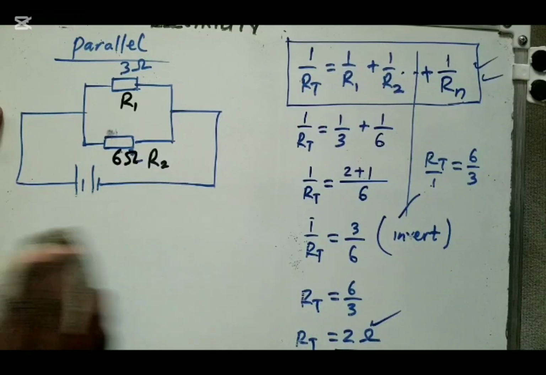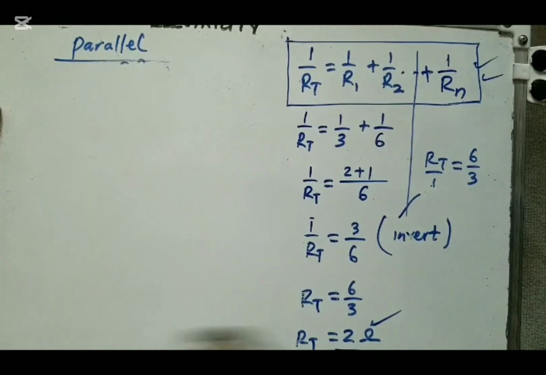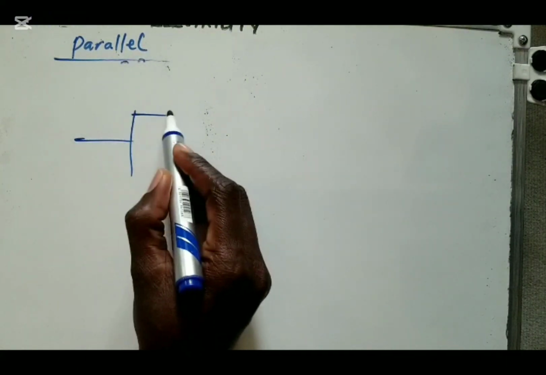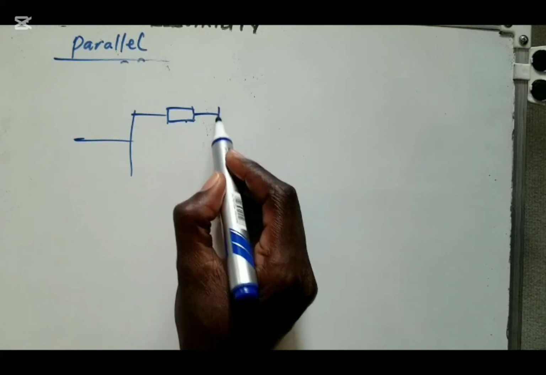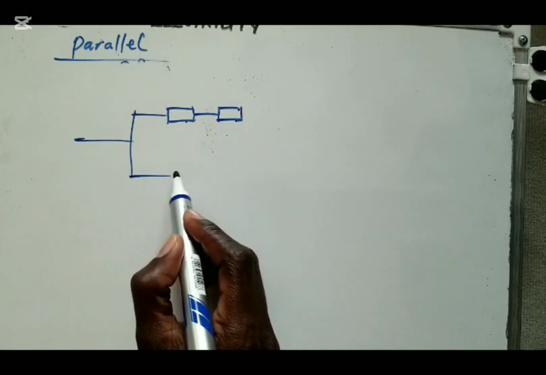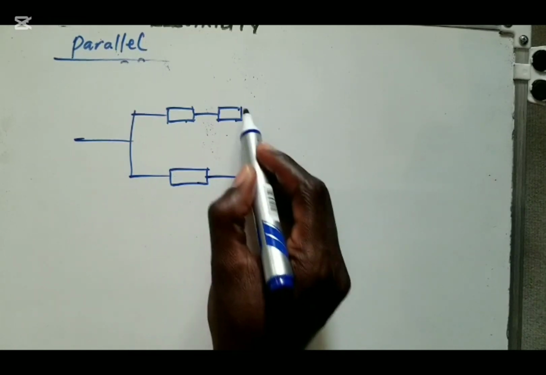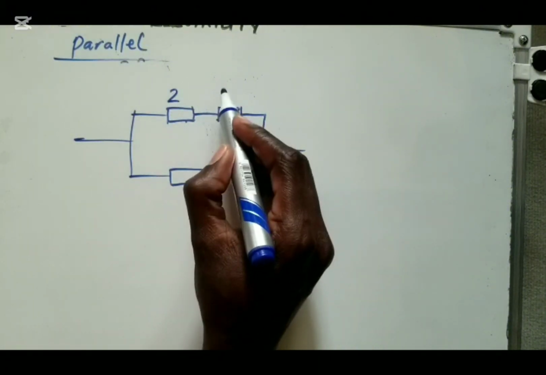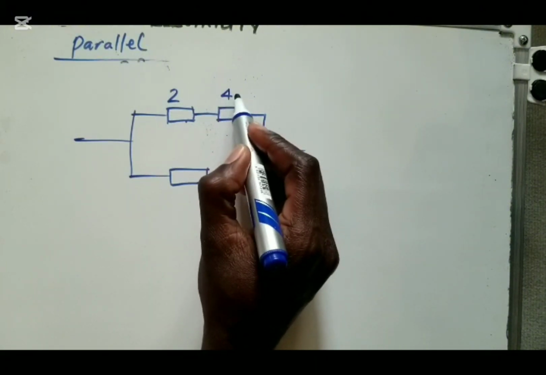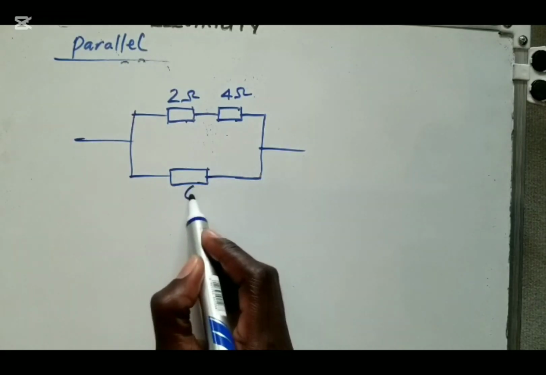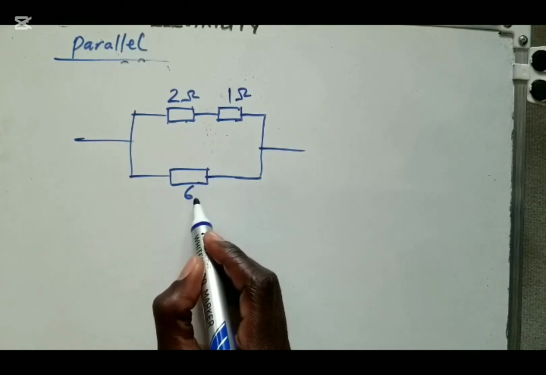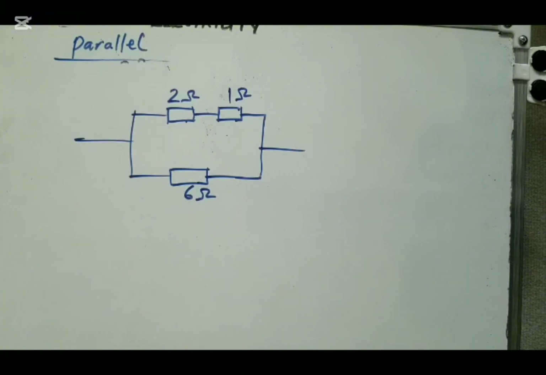Okay, so let me show you another kind of combination that you are going to find in the exam. Suppose they give you something that looks like this, with 2 ohms, 4 ohms, and 1 ohm, and they tell you to find the total resistance.